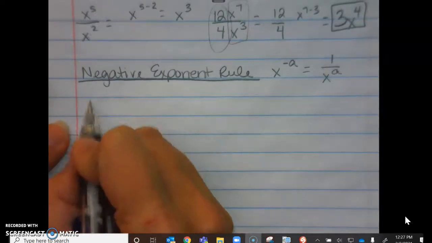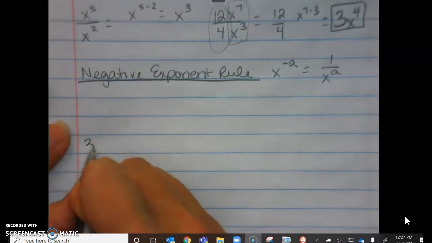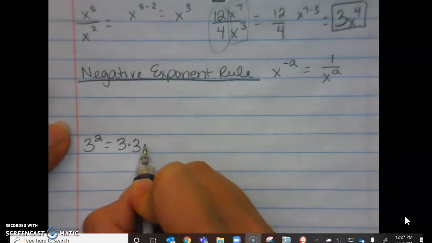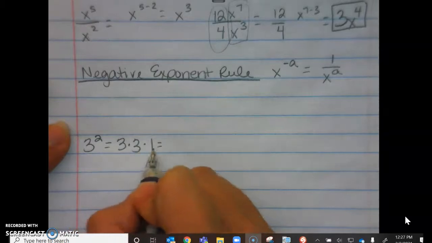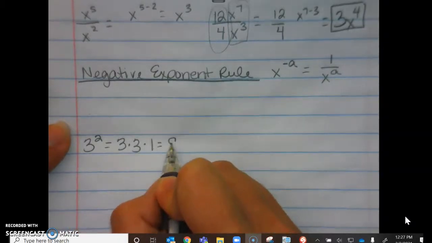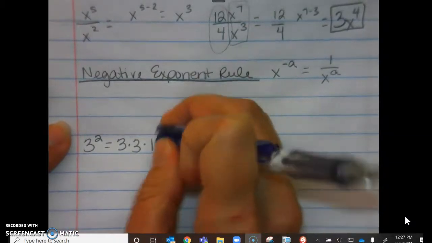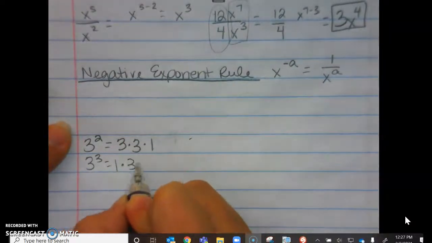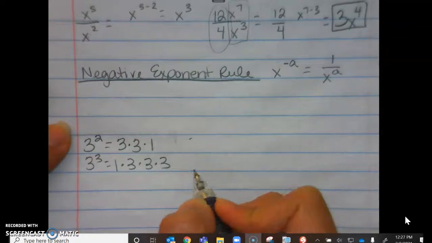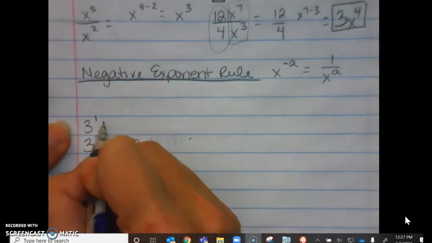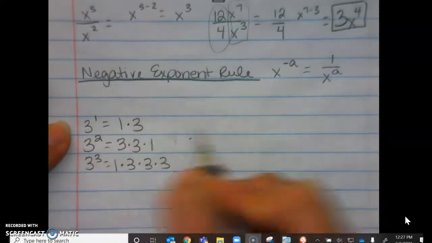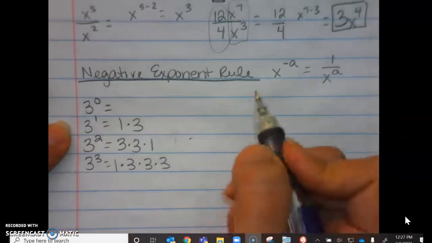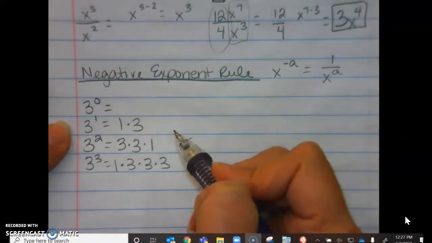So I'm going to count down 1, 2, 3, 4. And I'm going to write 3 squared. Well, I know that 3 squared is 3 times 3. And technically, there is a 1 there. 3 times 3 times 1, which is 9, which we don't have to write out. If I wrote 3 to the 3rd power, it's really 1 times 3 times 3 times 3. I can go up. 3 to the 1st power is just 1 times 3. 3 to the 0 power, which will be our last rule, but we can preview it here.